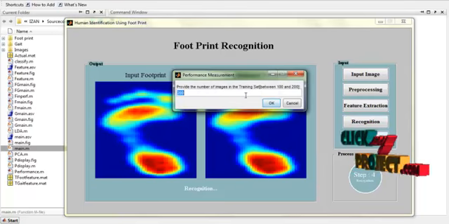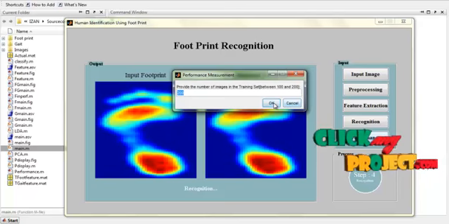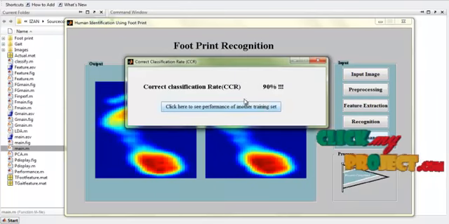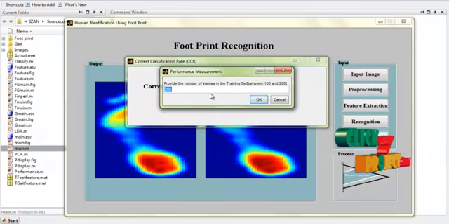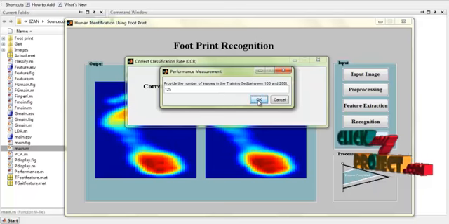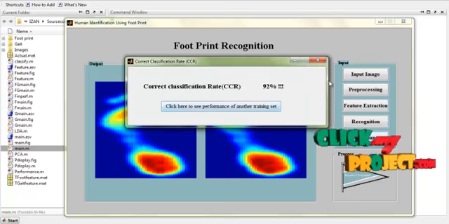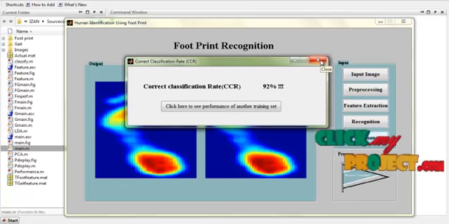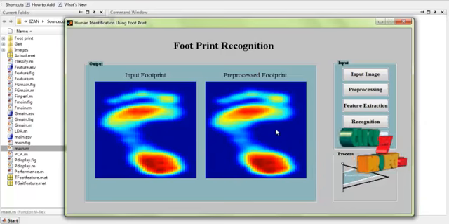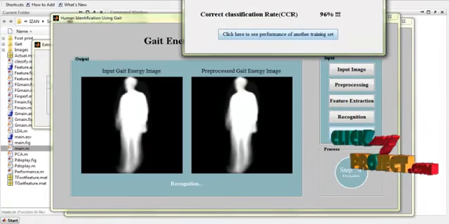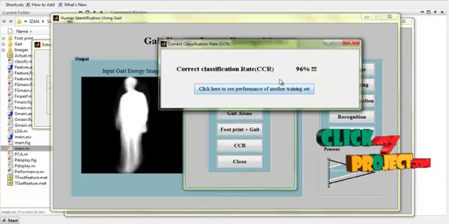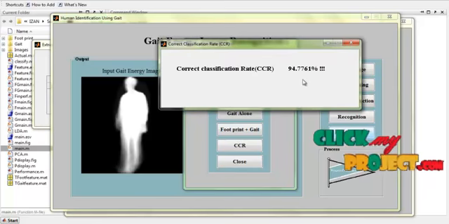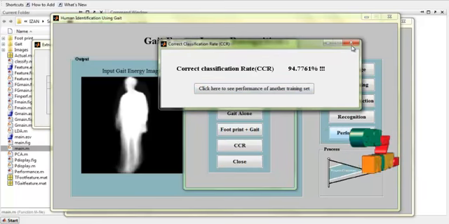In total we have trained with 200 samples. For the complete samples, the recognition rate is 90%. We can change the number of training samples, and based on this the correct classification rate is obtained. Then we move on to gait recognition. The performance for gait alone is 96%. As we change the number of training samples, the correct classification rate differs.